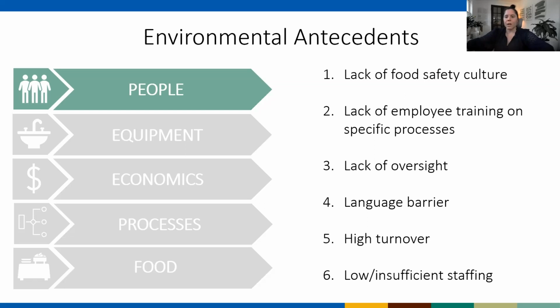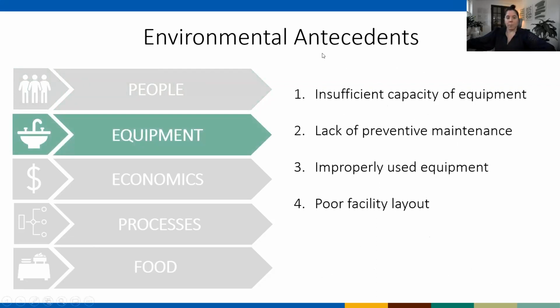So let's start with people. We'll go through these subcategories: the lack of food safety culture, lack of employee training on specific processes, lack of oversight, language barrier, high turnover, and low or insufficient staffing. So next is equipment. We have 4 categories here. So insufficient capacity of equipment, lack of preventive maintenance, improperly used equipment, and poor facility layout.